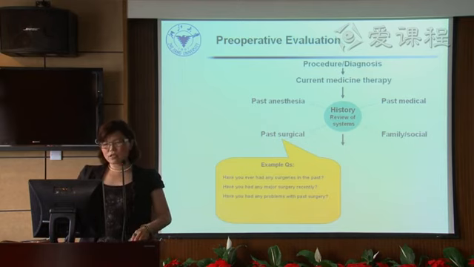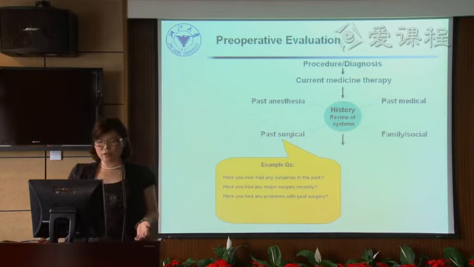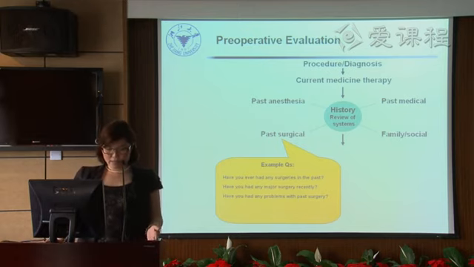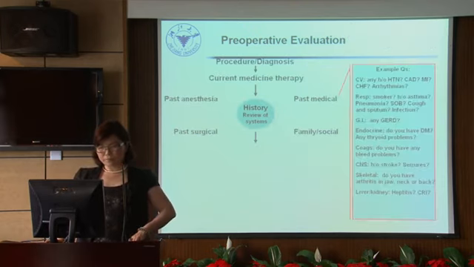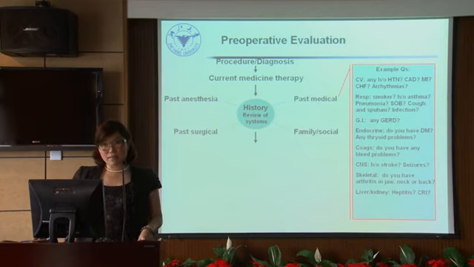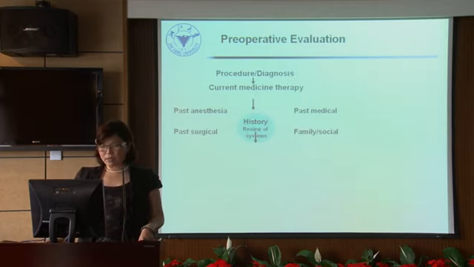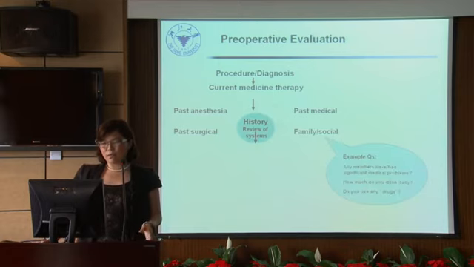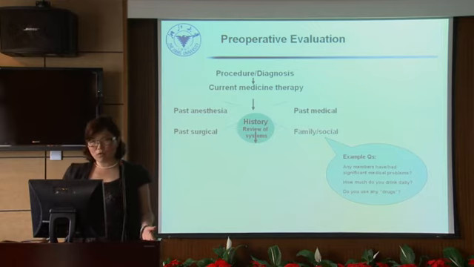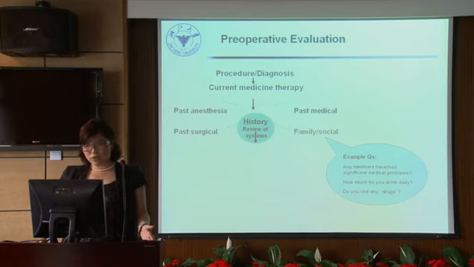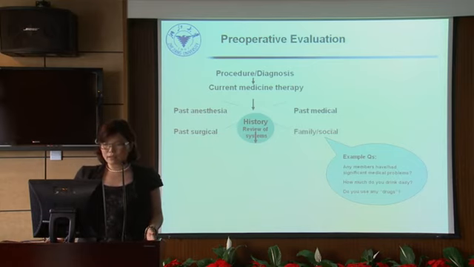And for the past surgical history, it's the same. We should get some information about the patient's past surgeries, or some past medication history, and also some family information. For example, whether any members have significant medical problems, or whether the patient uses some drugs, and so on.